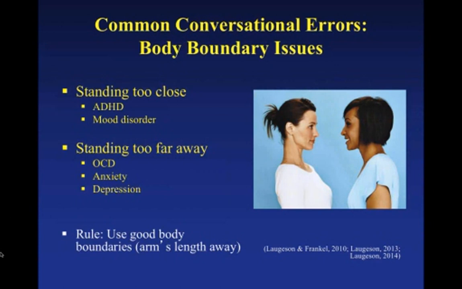So the rule we want to give our teens is use good body boundaries, and we give them an estimate of arm's length away. But we also have to highlight to them to not measure that arm's length away from their peers, because that would be really odd and strange. So just in their mind's eye to think about what an arm's length distance would be, and that's how close they want to be standing with the person that they are talking to.